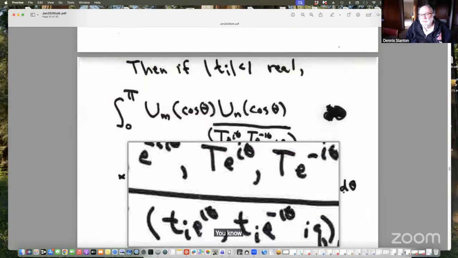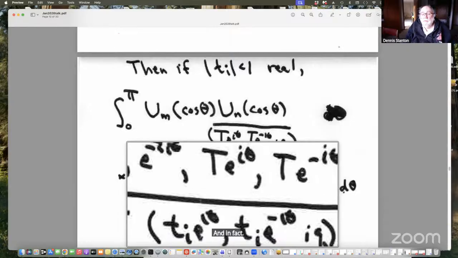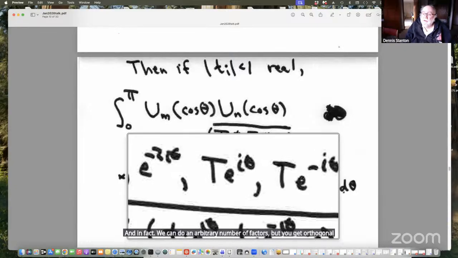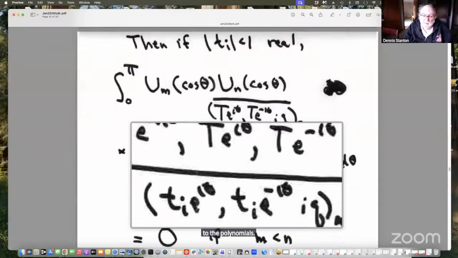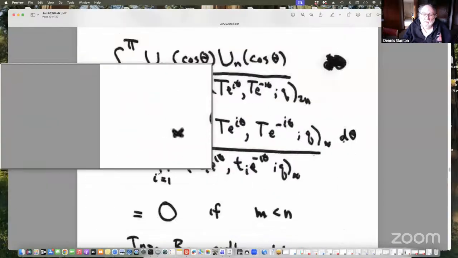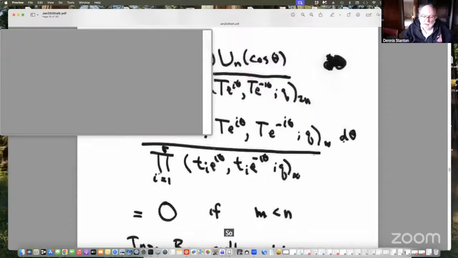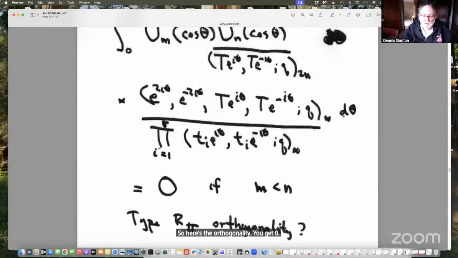One question has always been, why can't you go farther on the Askey-Wilson? Why do you have to have 4 factors there? Well, if you go farther, this is the way to do it. And in fact, we can do an arbitrary number of factors, but you get orthogonal rational functions rather than polynomials. So here's the orthogonality. You get 0. It's a type R2 orthogonality.